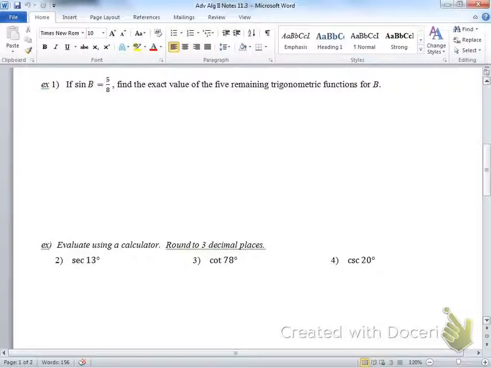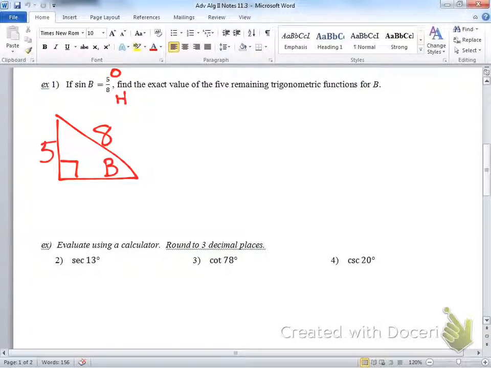All right, so for our first example, they're giving us a trig ratio. We have to find the other 5. So you want to start by drawing a right triangle. If this is angle B, how do you draw a right triangle? It's just a triangle with a right angle. Label one of the angles B. Now, this is opposite over hypotenuse, so we know 2 sides of the right triangle already.